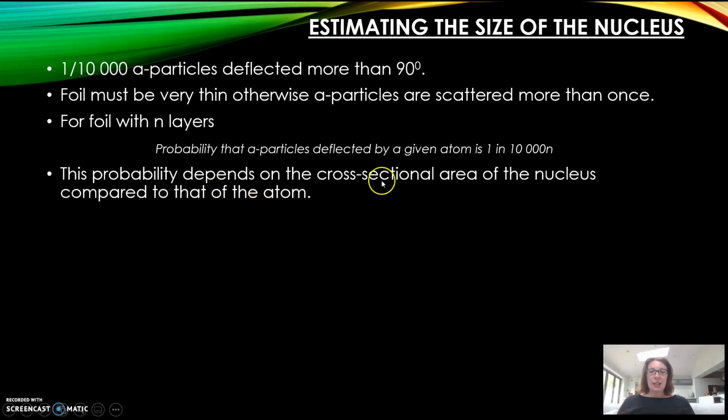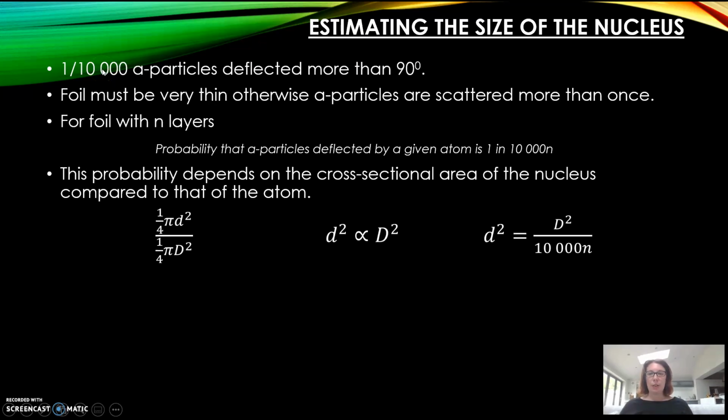So this probability depends on the cross-sectional area of the nucleus compared to that of the atom. So if the atom has a very, very tiny nucleus, then this number is very big, which is 10,000. If the nucleus was much bigger, then this probability would be much greater as well. So this number here would be smaller because it would be easier for it to be deflected by a particular nucleus. So what this section is showing is the cross-sectional area of a nucleus, okay?